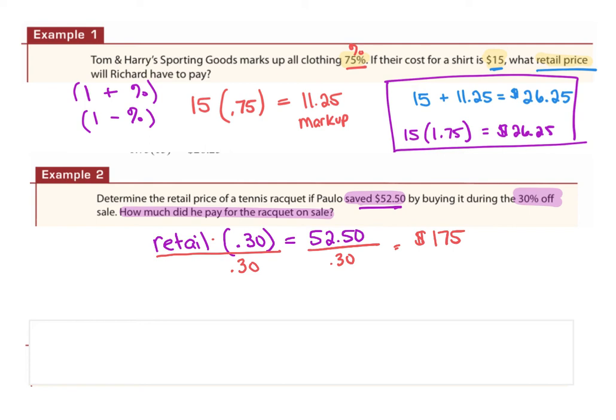Am I done? No, we know the retail, and we also know how much he saved. What do I need to do? Subtract. $52.50. All right, subtract it. $175 was the retail. He saved $52.50. So how much did he pay for it?